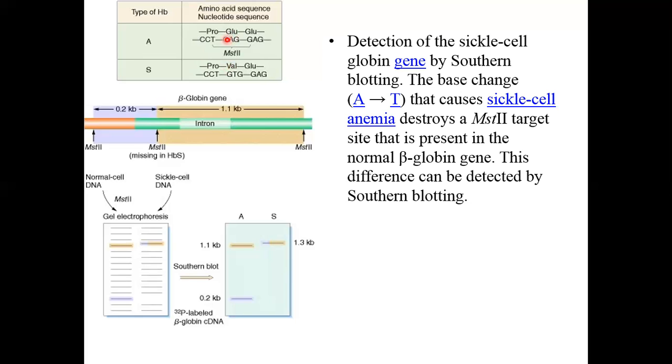So this site for the glutamic acid can be detected by treating it with the MstII restriction enzyme. We can detect it on the gel electrophoresis, and from there we can make a Southern blot for this.